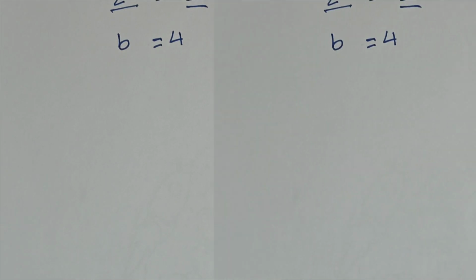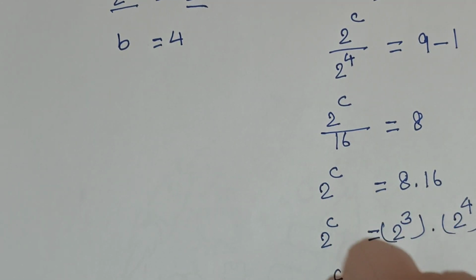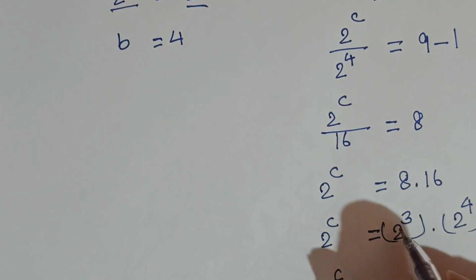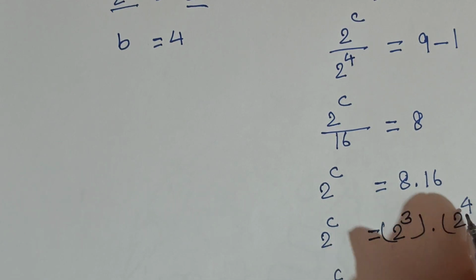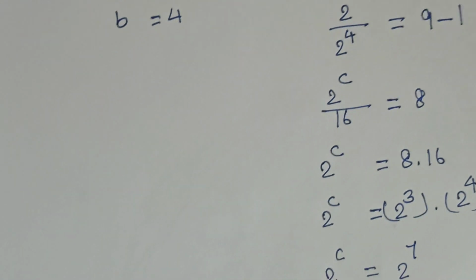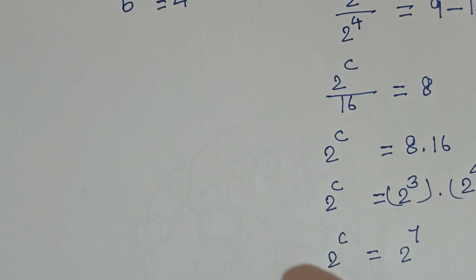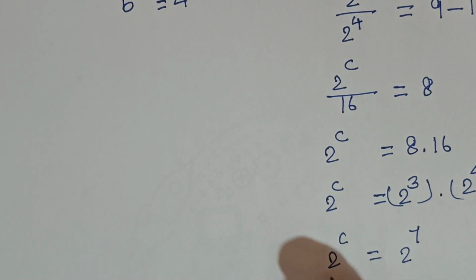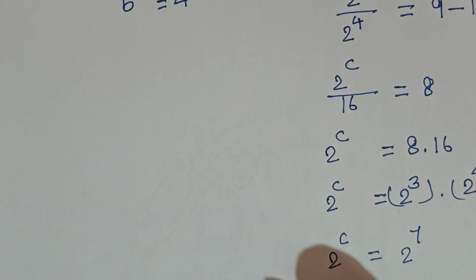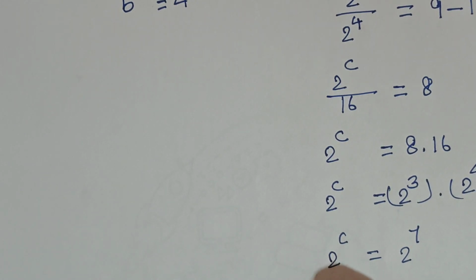2 to the power c is equal to, exponents will be added since the bases are same, 3 plus 4, 7. 2 to the power c is equal to 2 to the power 7. These are same, so exponent will also be same. c is equal to 7.